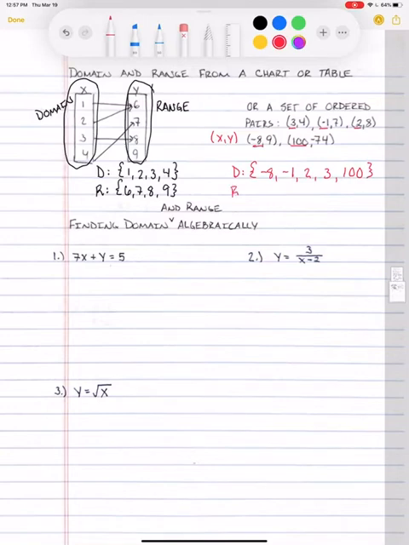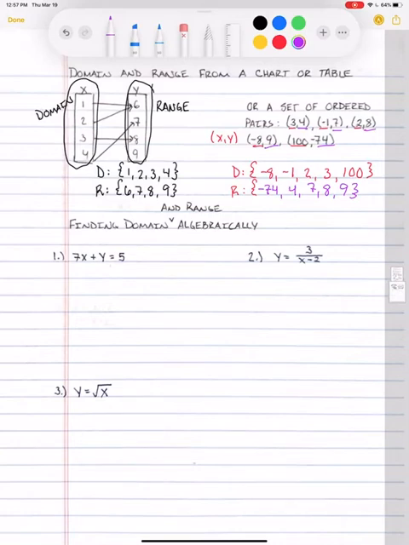And then our range, it's going to be our y values. So all of these little y values. Again, we're going to try and put them in order. So we have -74, and then I have 4, 7, 8, 9. I'm losing my mind for a second. All right, that's our domain and range for the set of ordered pairs.